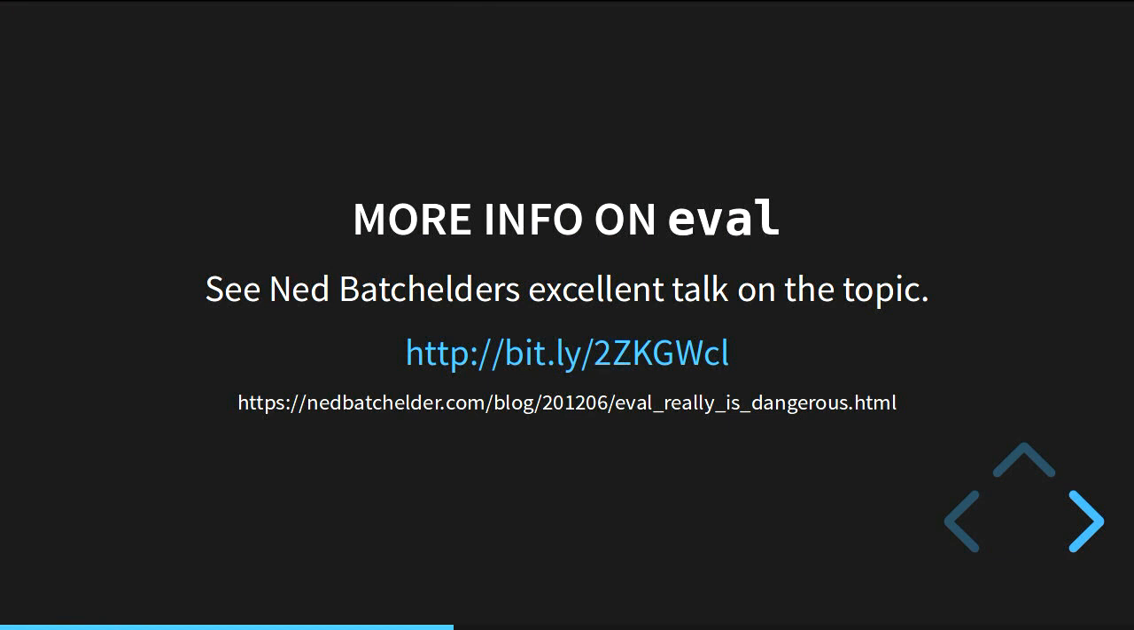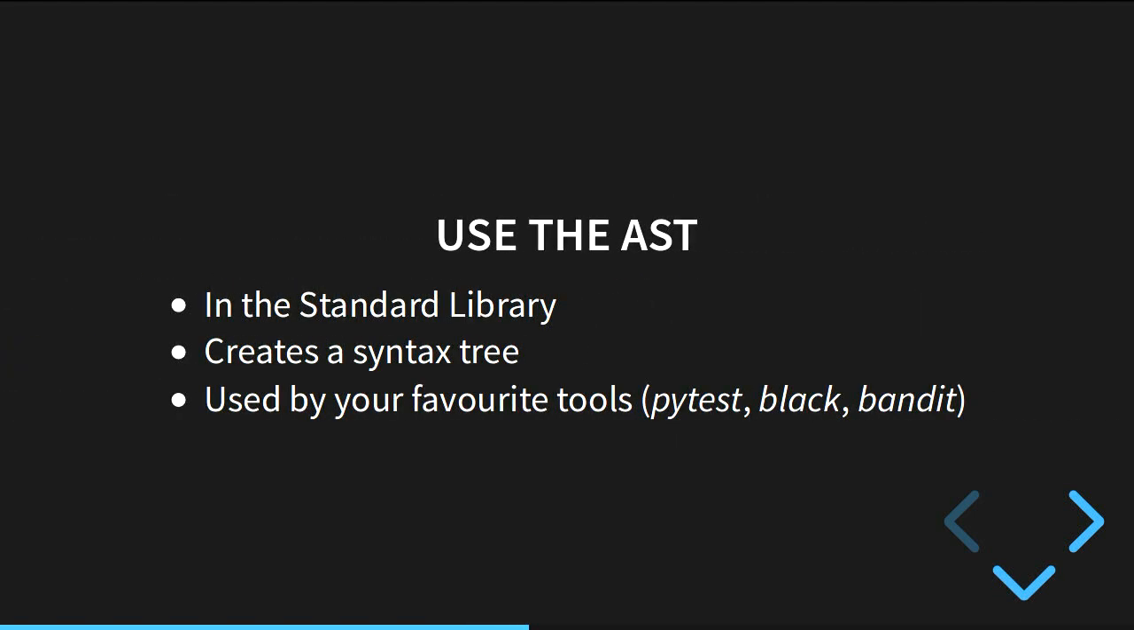Now, I'll just call out that some of these examples have come from Ned Batchelder's talk. If you want to know more about that, that's the place to have a look. I'm not going to go through complete details of all the nasty things of eval. He covers it very, very well there. So how can we safely execute that code so that we know that there's nothing dangerous in it?